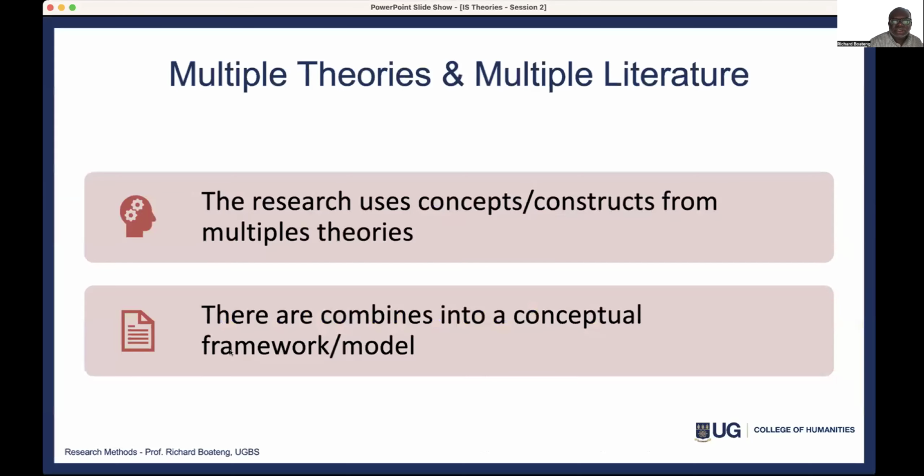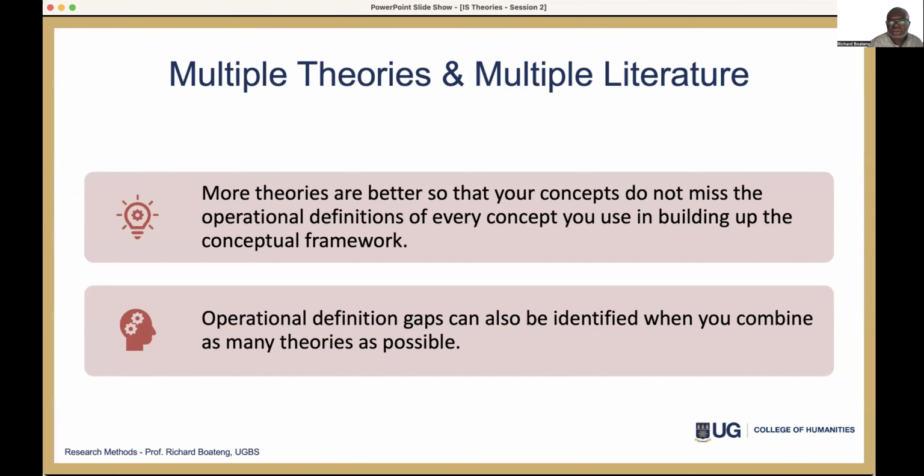Multiple theories and multiple literature. Okay. So the researcher uses concepts and constructs from multiple theories and combines them into a framework or model by also drawing them from the literature, multiple literature at the same time too. So what happens here is good. More theories are better so that you do not miss the operational definition of every concept. Operational definition gaps can also be identified when you combine as many theories as possible.